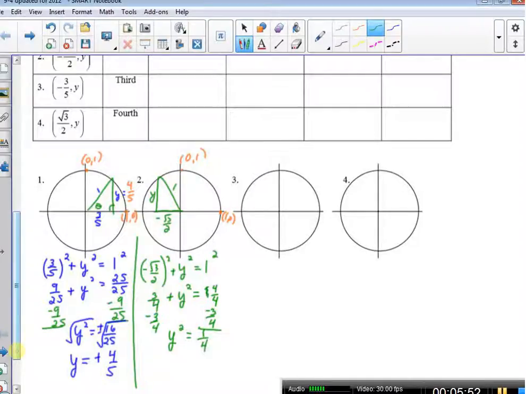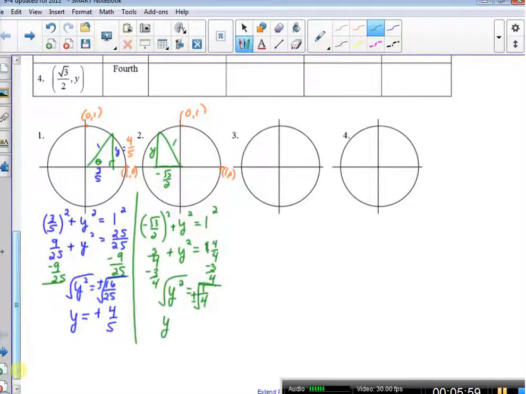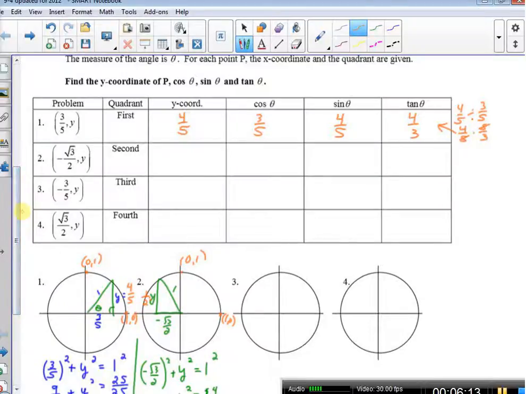And then I'm going to square root both sides, plus and minus. And I am now in quadrant 2, so my y-coordinate would be positive. So the square root of 1 is 1, the square root of 4 is 2. So this y-coordinate now is 1 over 2. So that y-coordinate was 1 over 2. The cosine's the x-coordinate.